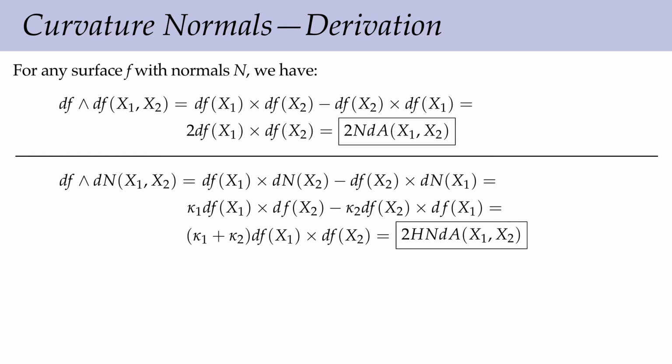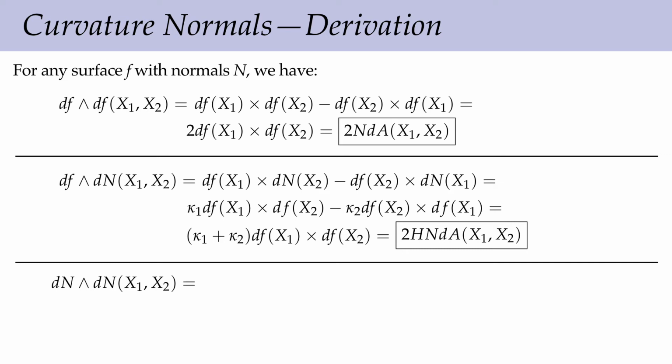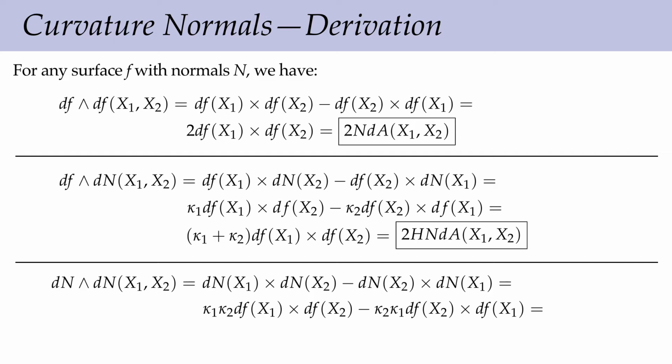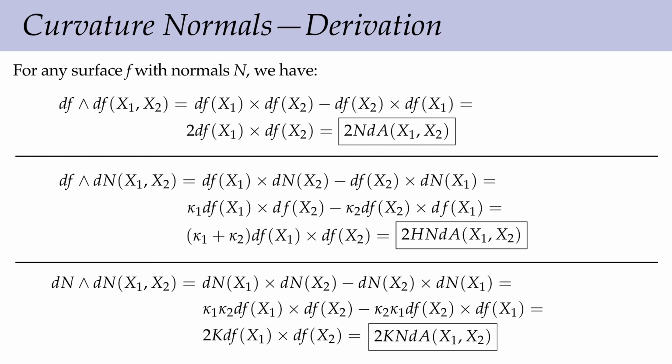Okay, finally, we can do the same thing for dn wedge dn. We get dn x1 cross dn x2 minus dn x2 cross dn x1. We pull the principal curvatures outside of the dn terms. On both terms, we get kappa 1 times kappa 2. We flip the second term, and this becomes 2K df x1 cross df x2. And we can also write that cross product as n dA. So in the end, we get that dn wedge dn is equal to twice the Gaussian curvature times the normal times the area element. So this is pretty cool. Just starting with the position and the normals, all of the most basic curvatures come out, the Gaussian and the mean curvature, and also the area or the vector area.